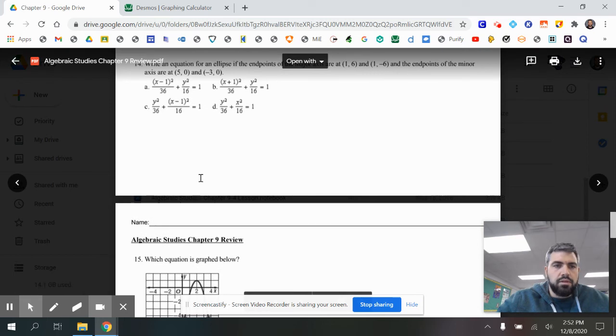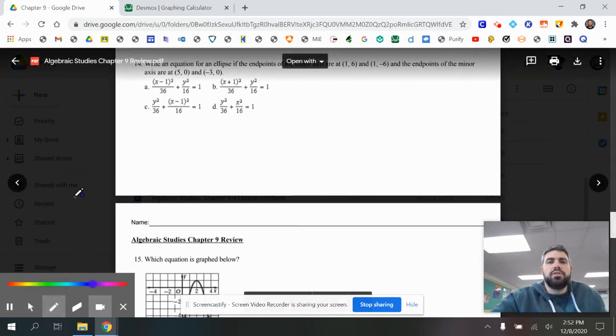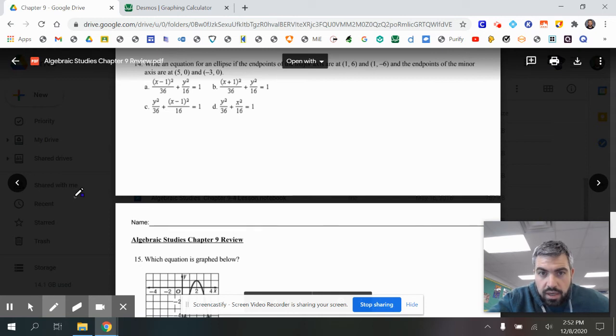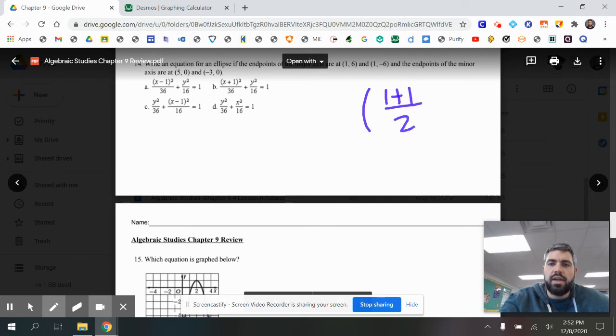Okay, 14. Write an equation for an ellipse if the endpoints of the major axis are 1, 6, and 1, -6, and the endpoints of the minor axis are 5, 0, and -3, 0. Okay, so the first thing I'm going to do is find my center. So it's basically, what is the midpoint of 1, 6, and 1, -6? 1 plus 1 is 2, divided by 2 is 1. 6 plus -6 is 0, divided by 2 is 0. So our center is at 1, 0.